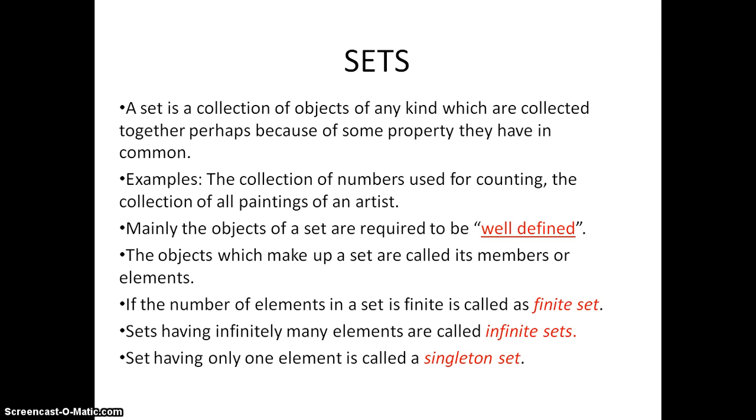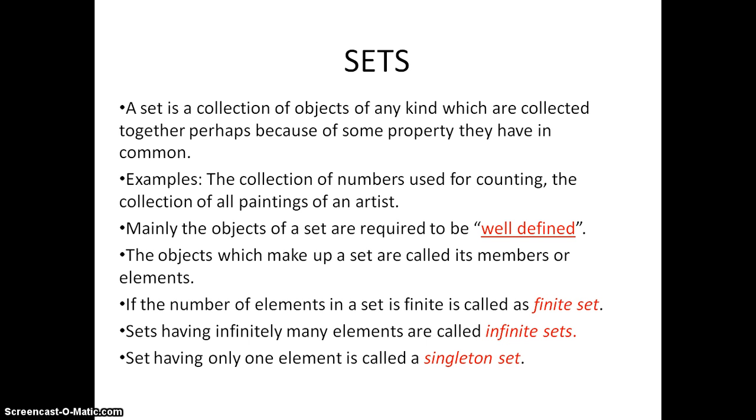By this we mean that given an object, it must be possible for us to decide whether the object belongs to the collection or not. Thus, if we speak of the collection of all boys in college who are above 170 centimeters, then we are actually speaking of a set, because without any ambiguity we can say whether a given boy is in the set or out. Mainly, the objects of a set are required to be well defined.